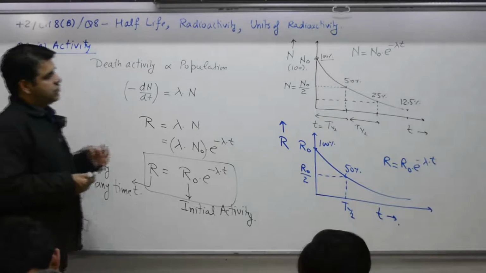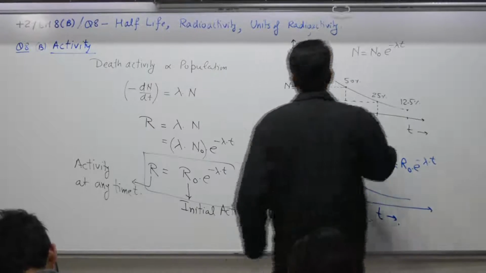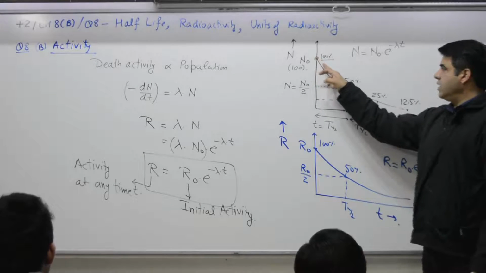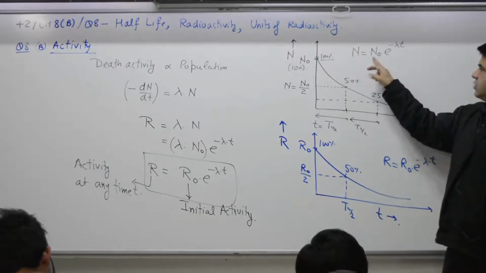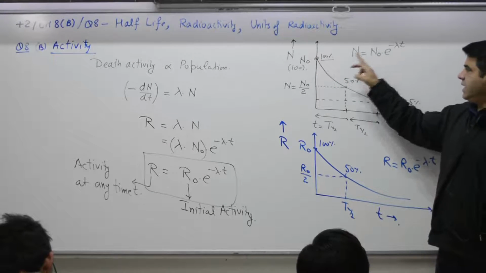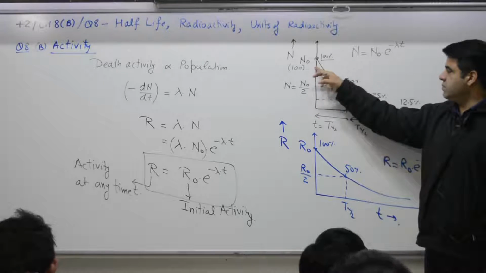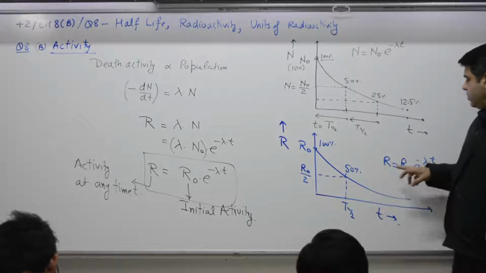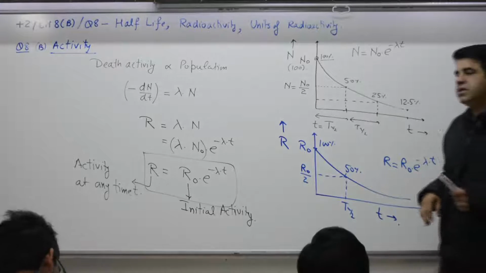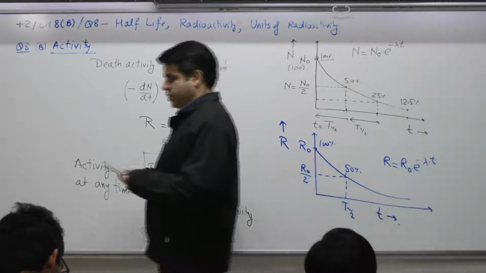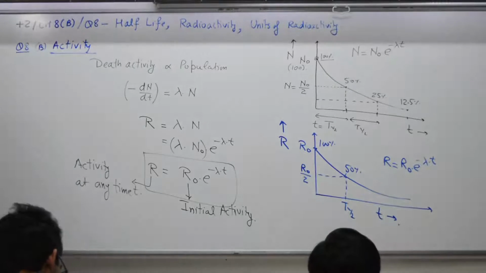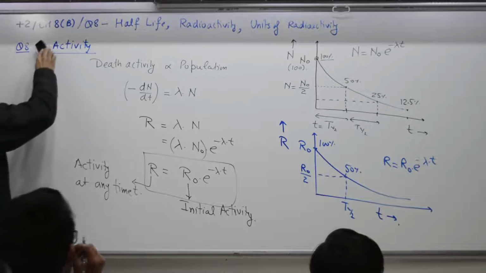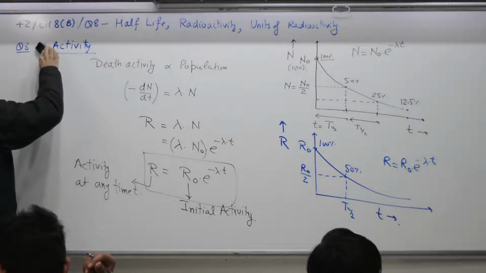So what is the conclusion of 7 and 8? The number decreases exponentially, N is equal to N naught e power minus lambda t. Activity, or decay activity, is proportional to what number? So it also decreases exponentially. The formula for this is R is equal to R naught e power minus lambda t. Refer to notes, C part.